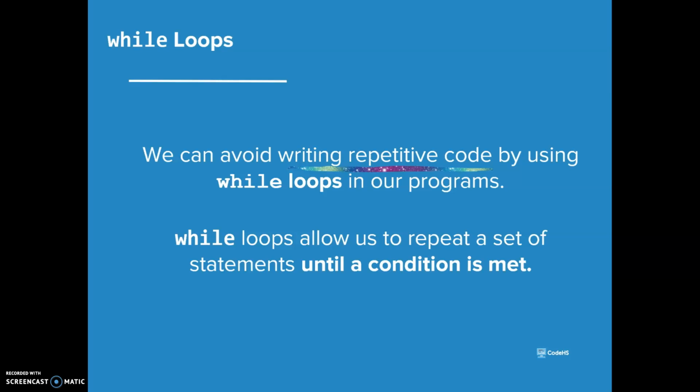And what a while loop does is it allows us to repeat the same set of statements until a specific condition is met. And once we have met that condition, then we know that we have fulfilled our task and we are ready to stop the while loop.